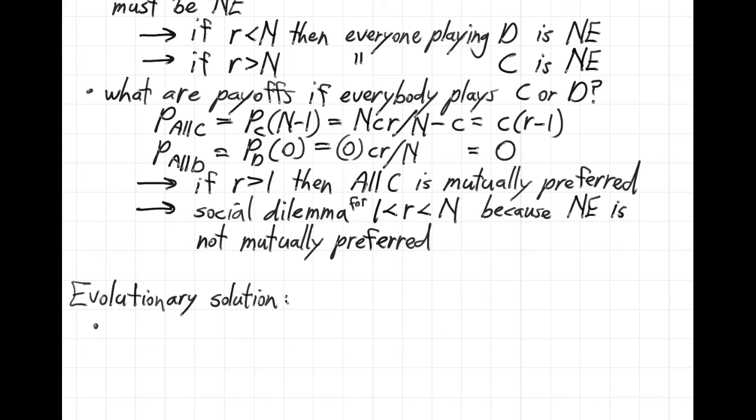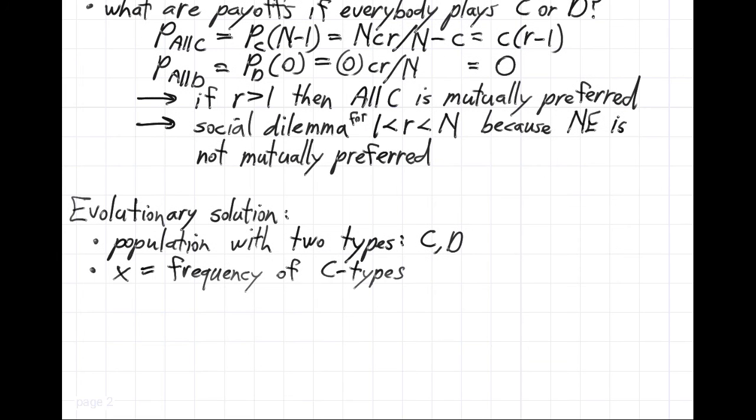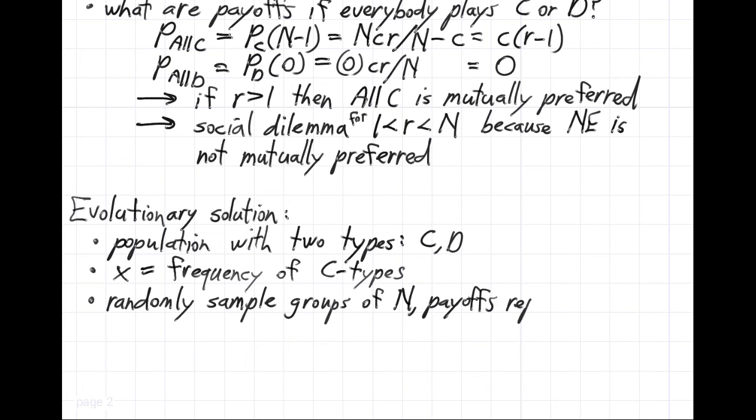So to approach it from this perspective, we need a population with 2 types of individuals, and we'll need to keep track of the frequency of one of these types. Let's say X is the frequency or proportion of C types. And as we talked about before, with the evolutionary approach, the basic idea is that we sample individuals, have them play the game, and the payoffs that result become or contribute to their fitness. And their actual fitness is averaged over many iterations of doing this. So now we're going to sample not just pairs of individuals, but groups of N individuals. And as I said, the payoffs now are the fitness.